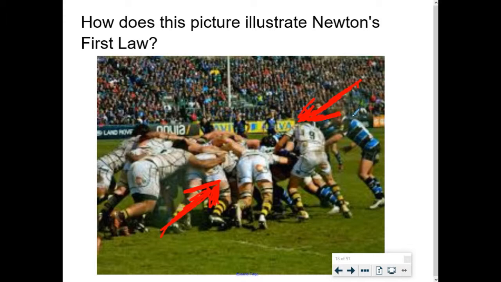Right. Now let's say, just for the sake of argument, that all of these players collectively, they were all pushing with 1,000 newtons of force. Because they're all pushing collectively, right? But let's say that the other team was only pushing with 900 newtons of force. What would happen then?